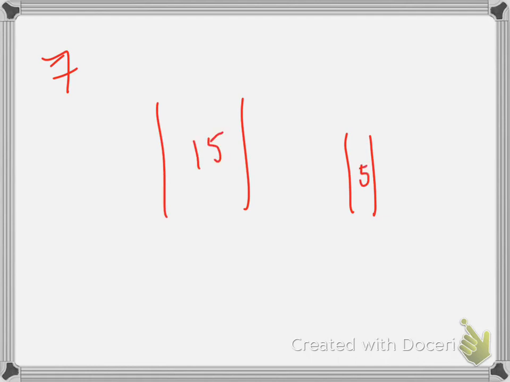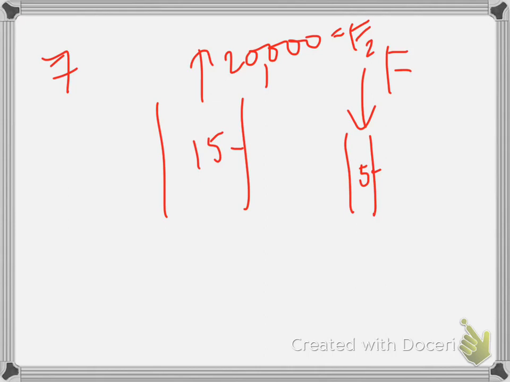This is number 7. Hydraulic garage lift. The small piston has a radius of 5 centimeters and the large piston has a radius of 15. So you have a small piston, a large piston. This one's 15, this is 5 centimeters is the radius. You guys can draw your own pictures pretty quickly. What force must be applied on the small piston, so the force here, in order to lift a car weighing 20,000 newtons? So this is our F2, this is our F1.